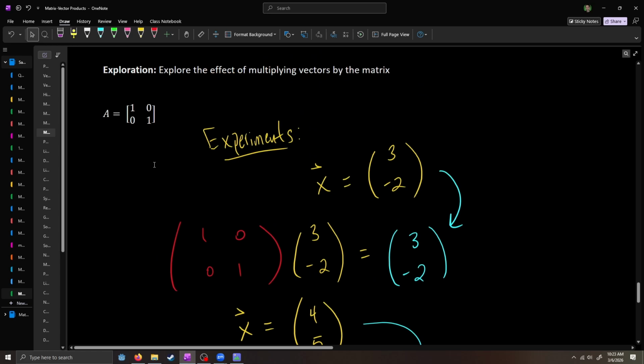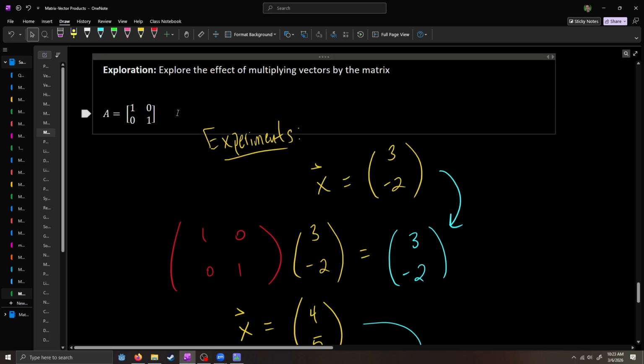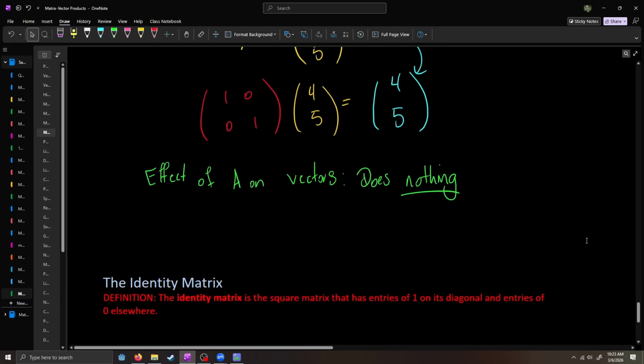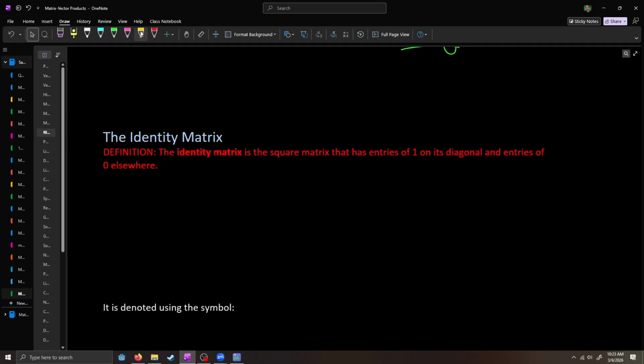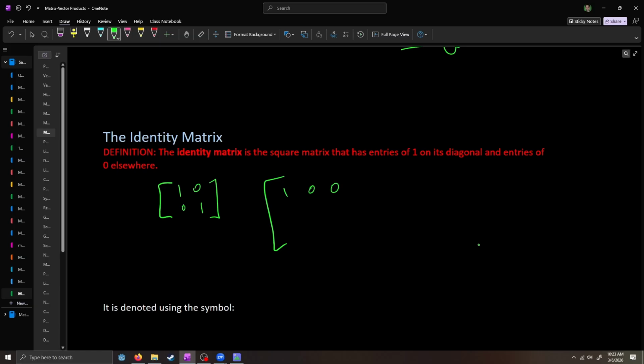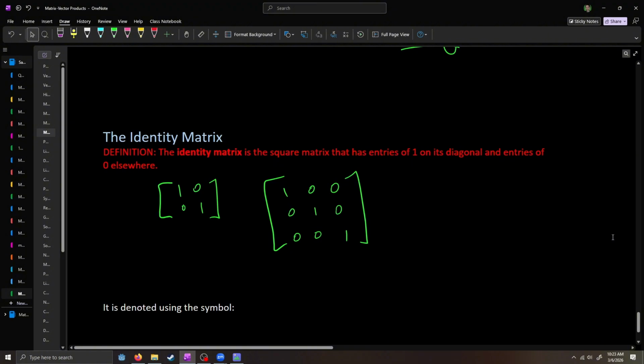So this particular matrix here, this matrix with ones on the diagonal and zeros elsewhere, is a very special matrix, which is called the identity matrix. So for example, in 2 dimensions, it's 1, 0, 0, 1. In 3 dimensions, it's 1, 0, 0, 0, 1, 0, 0, 0, 1. And in 4 dimensions, 5 dimensions, 6 dimensions, it follows this same general pattern.